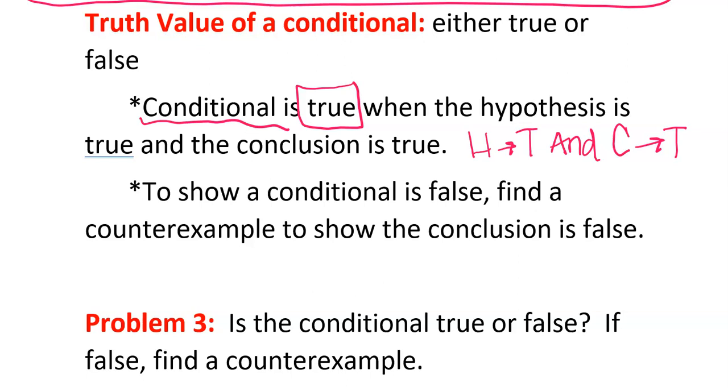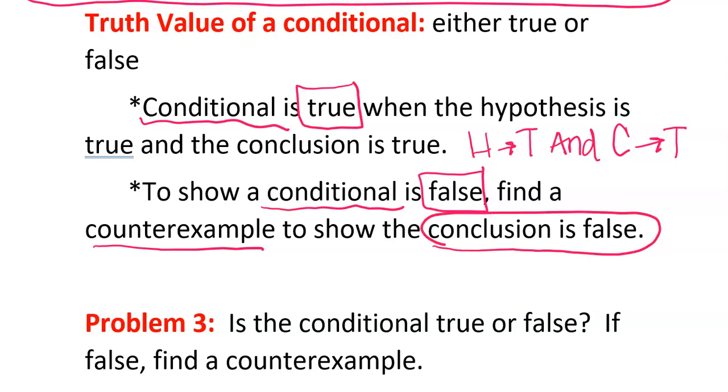Okay? To show that a conditional is false, find a counterexample to show that the conclusion is false. Okay, so if you read a conditional and the conclusion is false, the whole thing is automatically false. And these really won't make sense until we do a few of them, because this is something totally different than you've ever done before in math class. If it is false, you should be able to find some sort of counterexample. And remember, that's one example that shows that the whole entire thing is false.